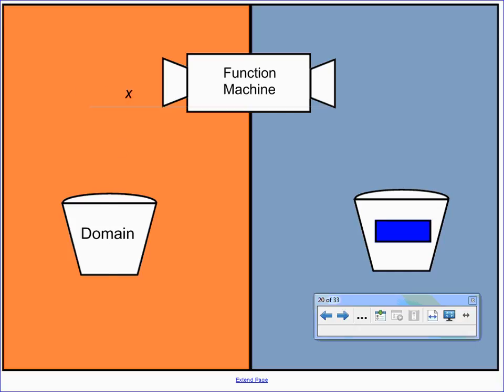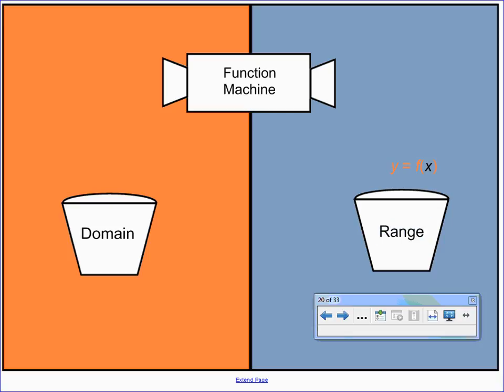If I reached into the domain and grabbed a particular x value, a particular input value, and put it into my function machine, according to some rule, it would perform some operations and pair it with an output value, a y value. A y value, right, that's an output, a dependent variable value. And if I caught all those outputs, all those y values in a bucket, what would the name of that bucket be? It would be the range.